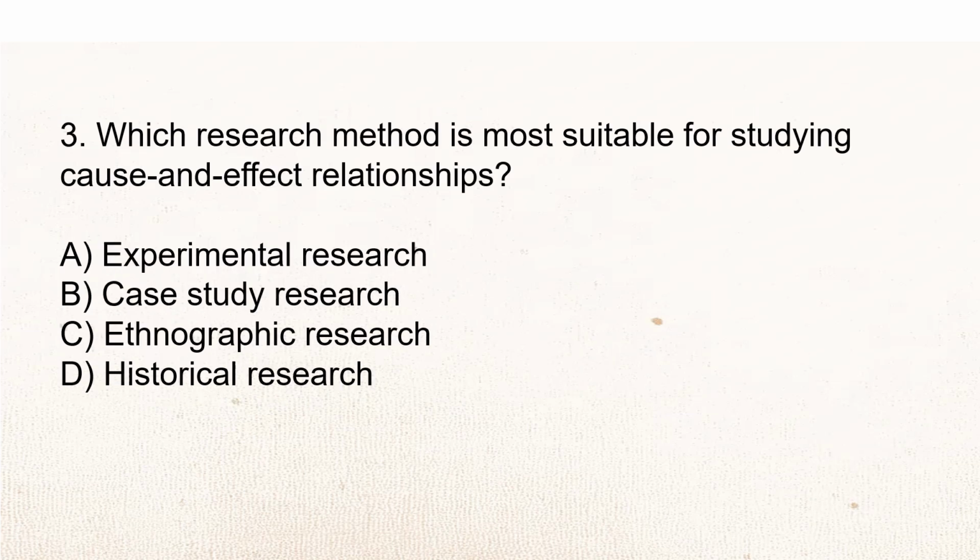Number 3. Which research method is most suitable for studying cause and effect relationships? Letter A, experimental research. Letter B, case study. Letter C, ethnographic research. Or letter D, historical research.